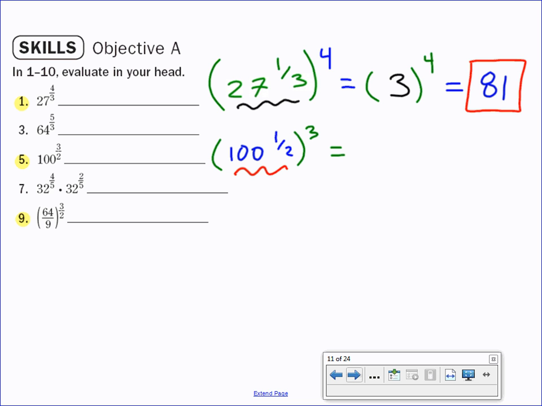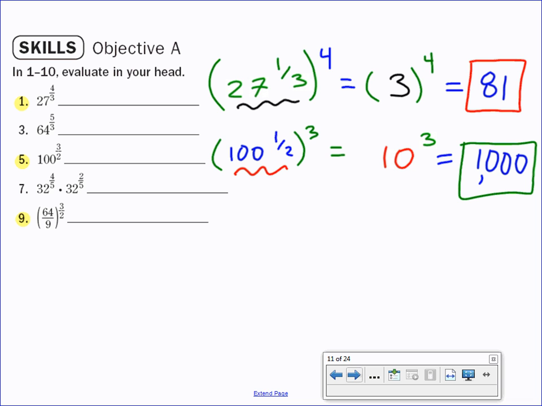Go ahead and tell the class what that is when I call on you. Margo? 10. So my inside root is 10, and then I still need to raise it to the numerator exponent, that cubing. And 10 cubed is, everybody find it? Barrett? 1,000, absolutely. So guess what? 100 to the 3/2 power equals 1,000. That's it.